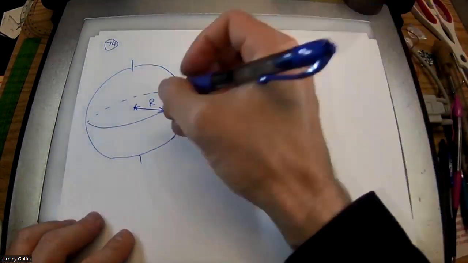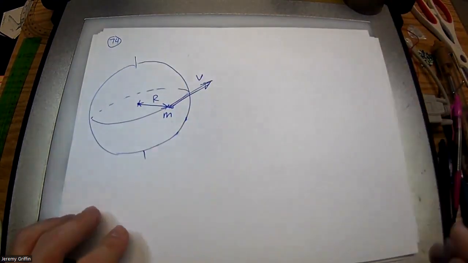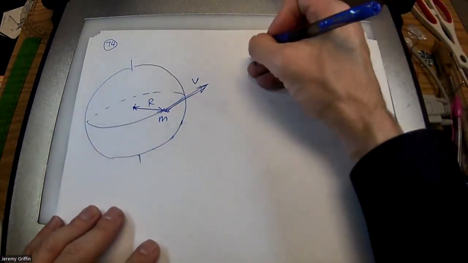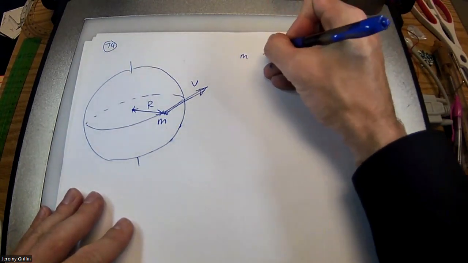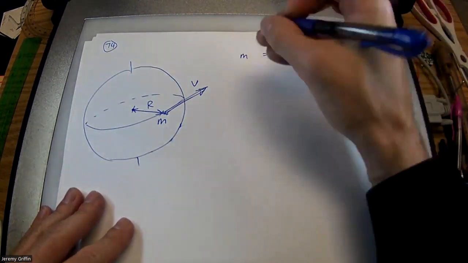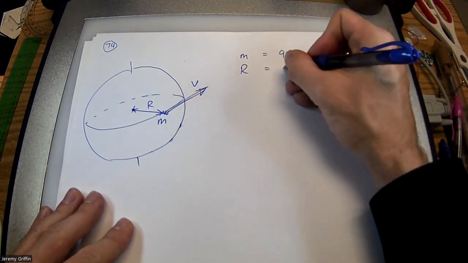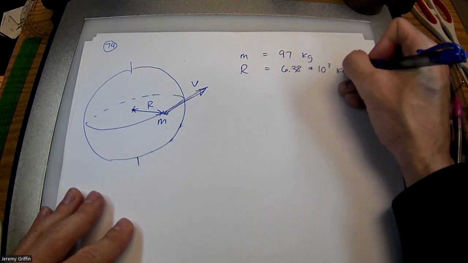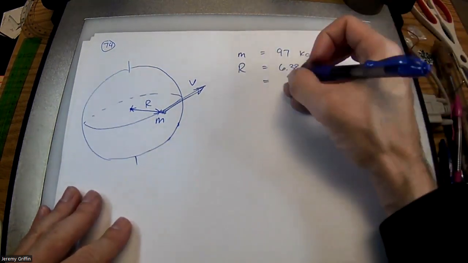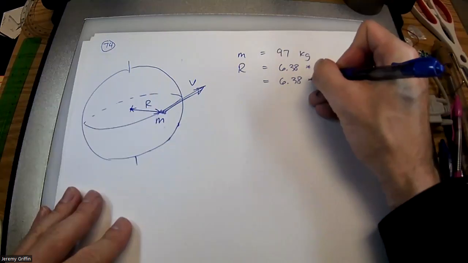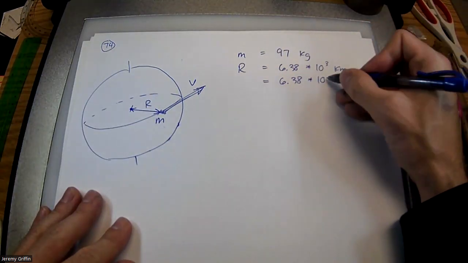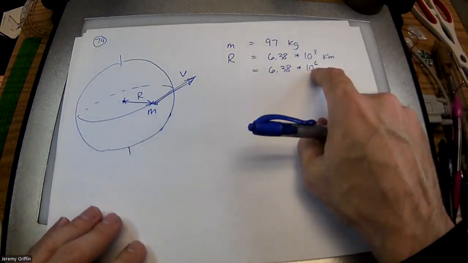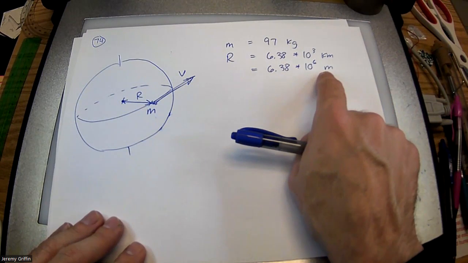Oh, and they did tell you the mass of the person, so I'll label that M for mass. They said 97 kilograms, so we'll work with that later. The radius of the Earth, they said 6.38 times 10 to the 3 kilometers, but we're not going to feed that into the calculator. We're going to feed in 6.38 times 10 to the how many meters? 6, right? Kilometers to meters is times 1,000. That's 3 decimal places, right? That's the number we want in the math.